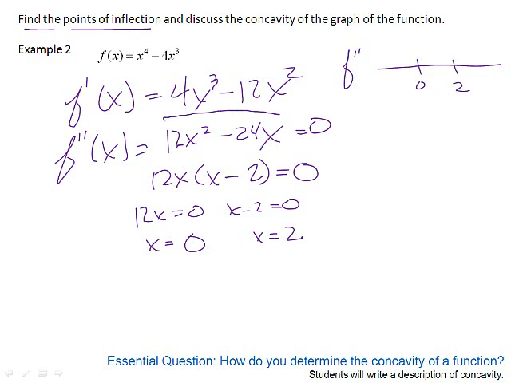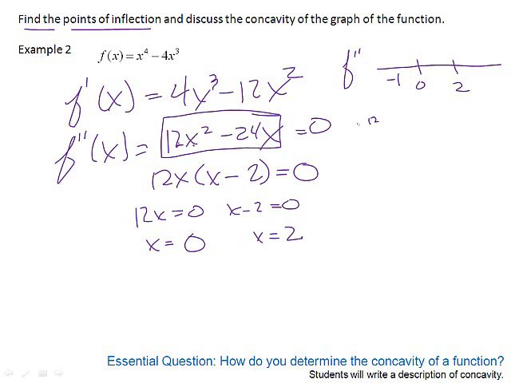I know when I plug in, I'm going to plug into here because I'm testing the second derivative sign chart. So what is a good negative value for me to plug in? Negative 1. All right, so what is negative 1 squared? Positive 1, it's going to go 12, right?